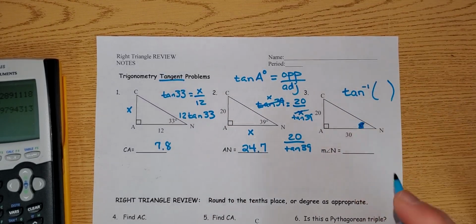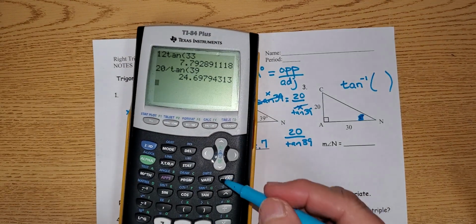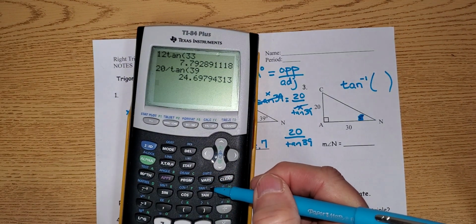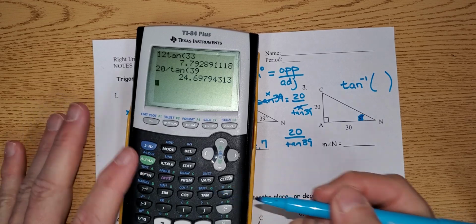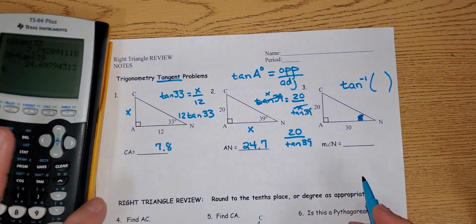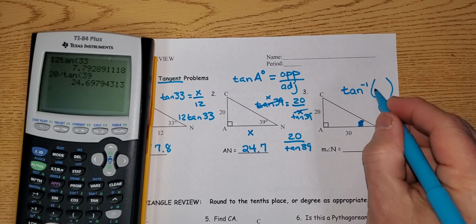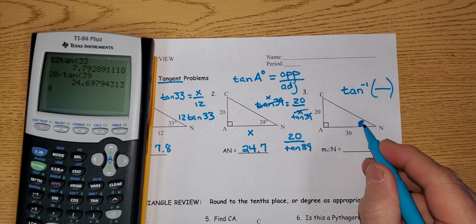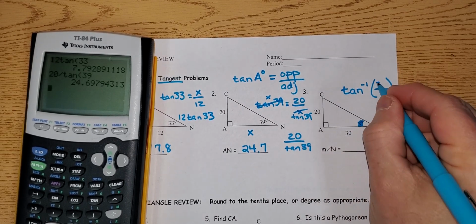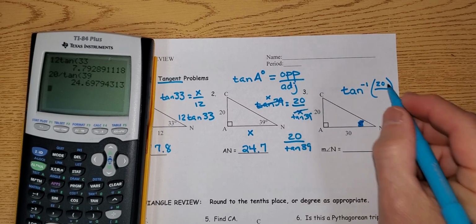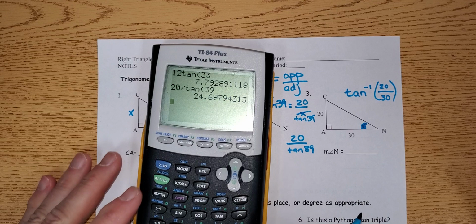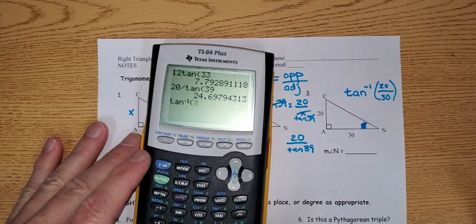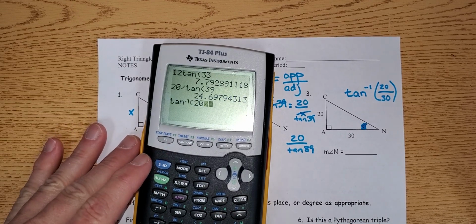Okay, so inverse tan is the key that's right above tangent, and it's blue, and that's why we use the second key and then tan to get inverse tan. So which one goes on top though? Which one's opposite? Of this angle, opposite would be 20, so that's why it goes on top. And then adjacent is 30, so that's why it goes on bottom. So now I do second tangent, which is inverse tangent, and then 20 divided by 30.